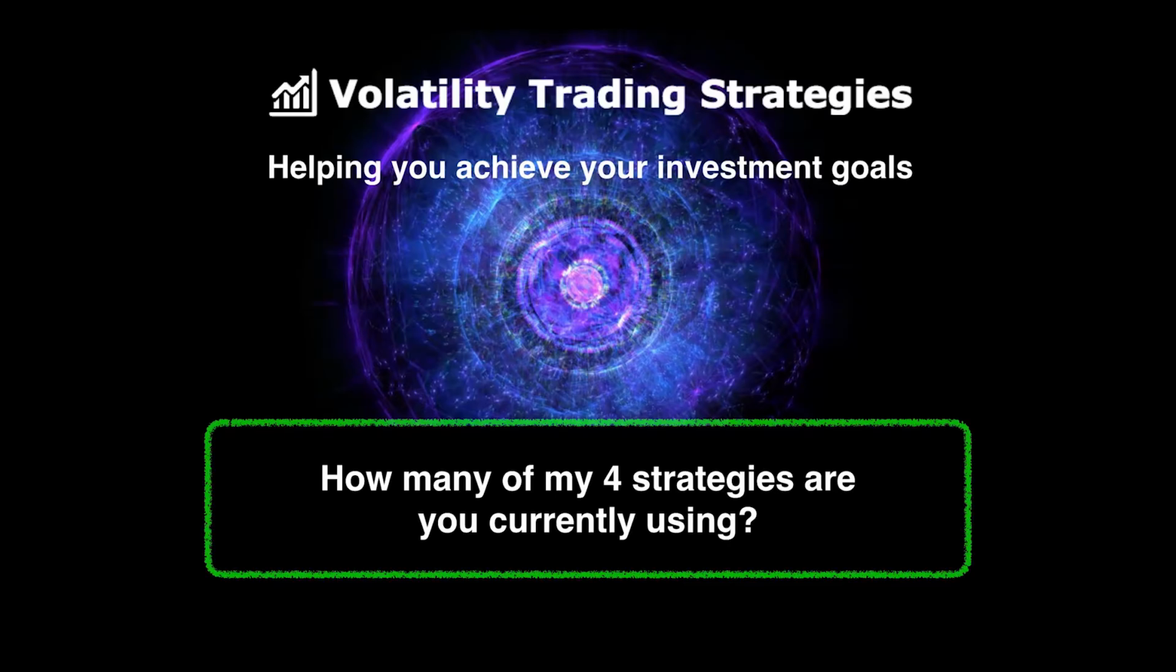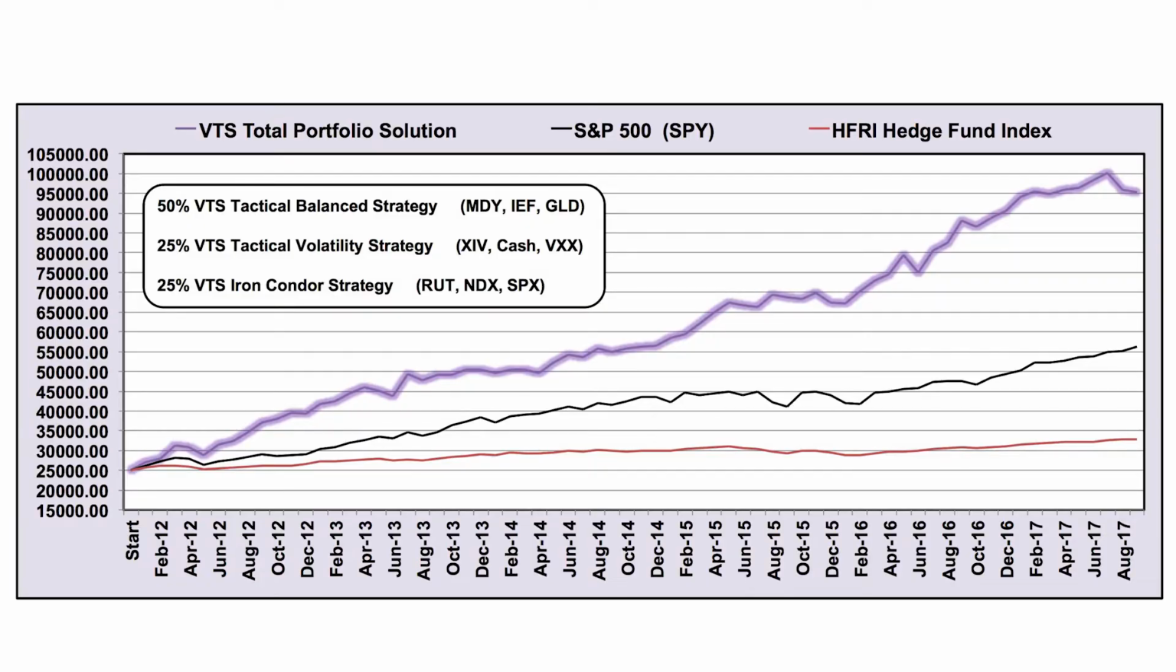How many of my 4 strategies are you currently using? So for those who don't know, what I call my Total Portfolio Solution is actually a diversified portfolio of 3 individual strategies that are very different and uncorrelated to each other. We've got a tactical balance strategy that trades the traditional asset classes, stocks, bonds, and gold. We've got a tactical volatility strategy that focuses on the exciting world of investing in volatility products like XIV and VXX. And then we have an option trading strategy as well that sells index iron condors.